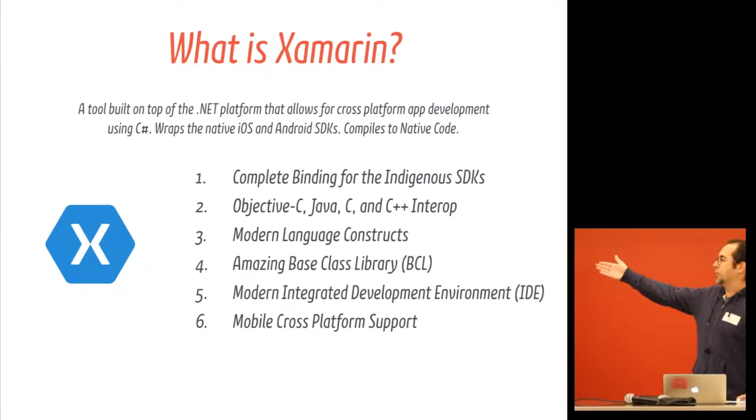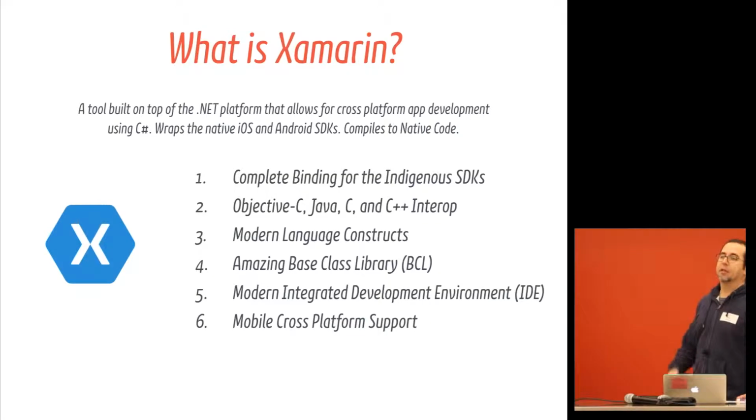Number one, complete binding for the indigenous SDKs. So they've totally wrapped the iOS SDK and the Android SDK using C#. Interop with other languages. So if you have a library that's written in Java or Objective-C, you can interact with those libraries from C# in a Xamarin app. Modern language constructs. Again, C# is the language you'll be using. It's been around for about 15 years, but it's evolved quite a bit, which we'll talk about. It's got a lot of modern features in it.